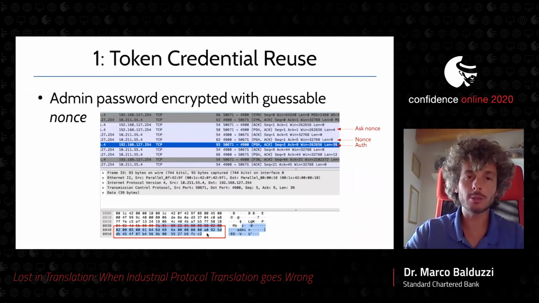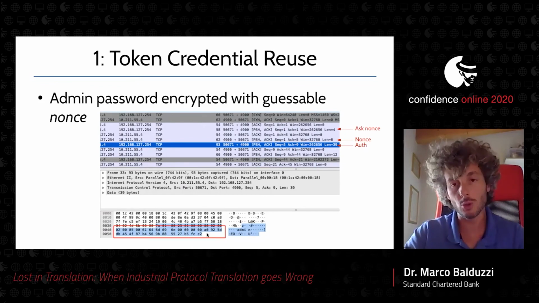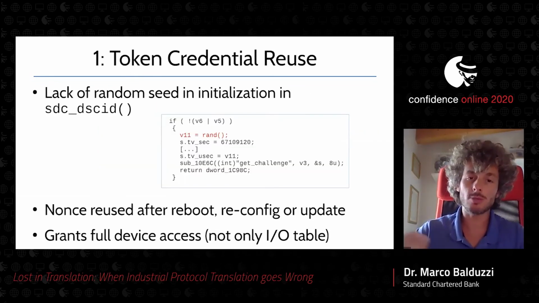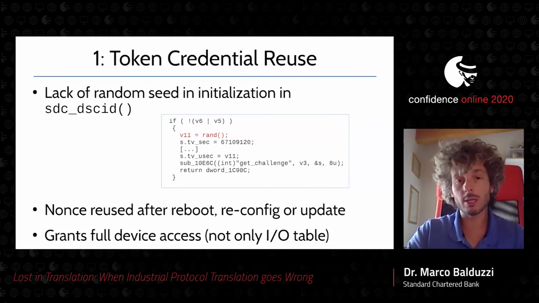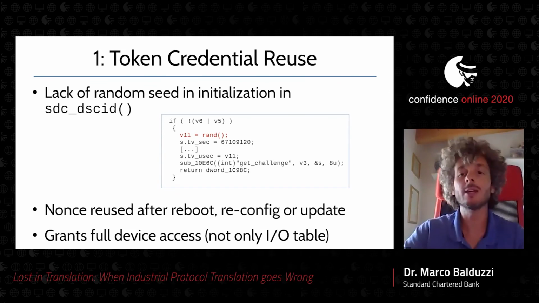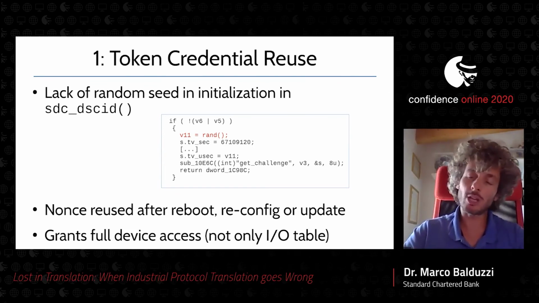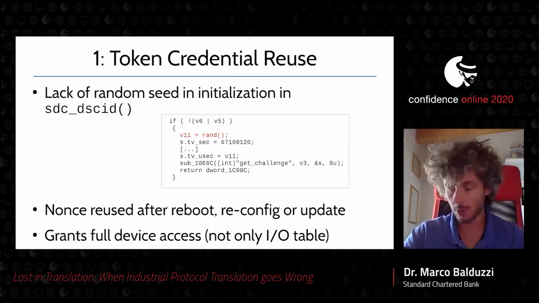So the first problem we found is that one device encrypts the admin password used to configure the device with a nonce that is guessable. Why? Because the nonce is always the same after reboot, reconfiguration, or update, because if you look at the firmware, it is initialized without an initialization vector. You can see here V11 does not have an initialization vector. So it's always the same. So you can reuse such a nonce and authenticate yourself to the device and have full access to the device, not only to the mapping table.